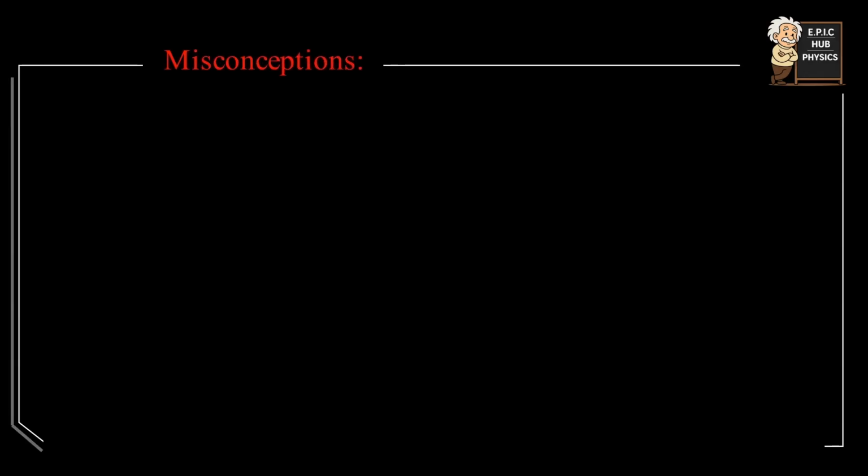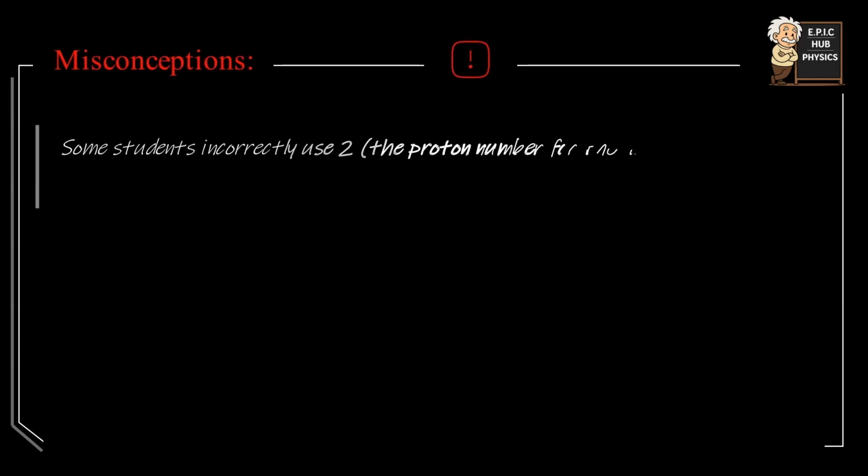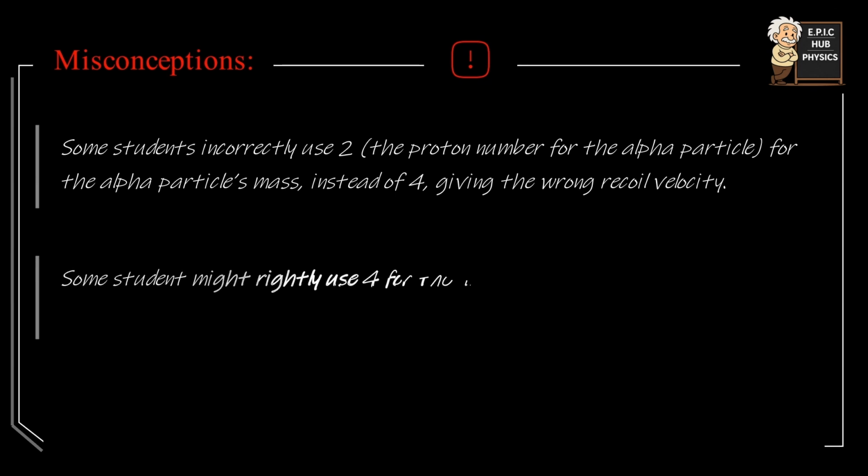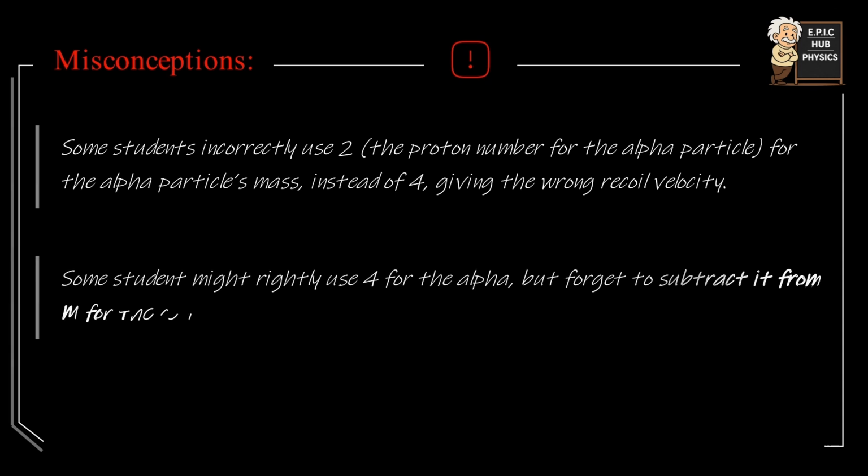Now let's address some common misconceptions. Some students incorrectly use the proton number of the alpha particle, which is 2, instead of its mass number, which is 4. This leads to an incorrect recoil velocity. Another common mistake is to correctly use 4 for the alpha particle, but forget to subtract this value from m when determining the mass number of the remaining daughter nucleus.